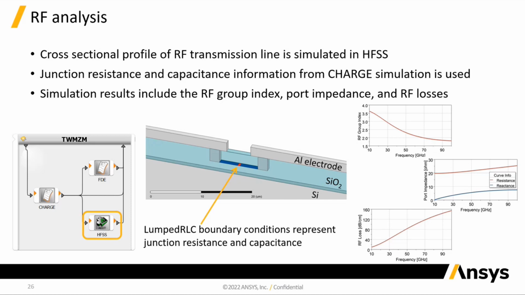And we can extract the radio frequency group index, port impedance, and radio frequency loss. They will be fed into INTERCONNECT to define the modulator. So we also load in the electrical signal distortion effects from the board level.